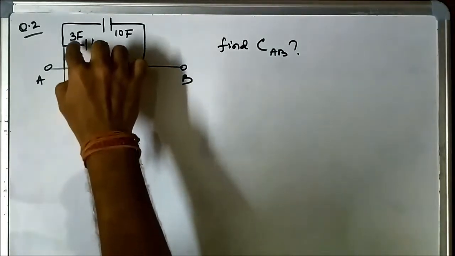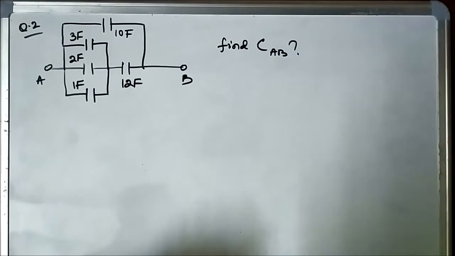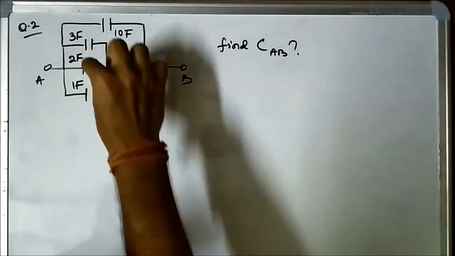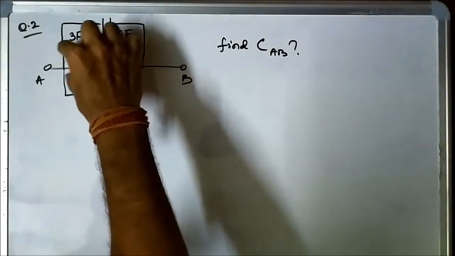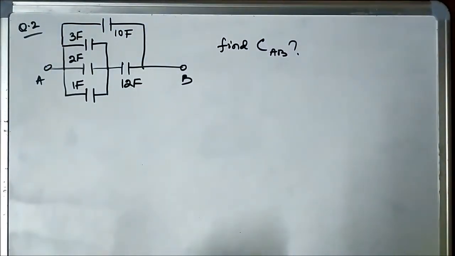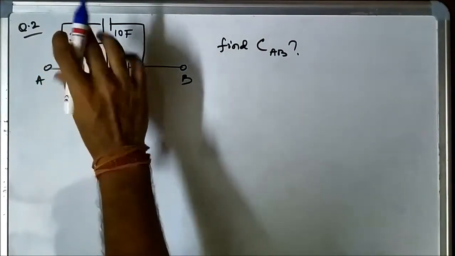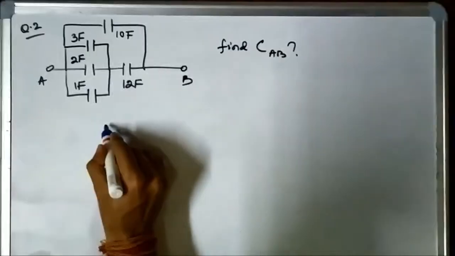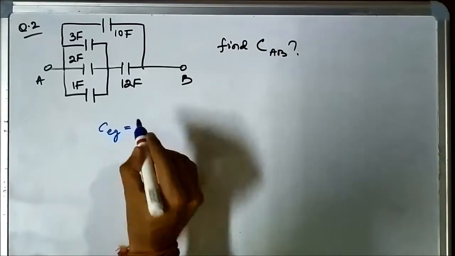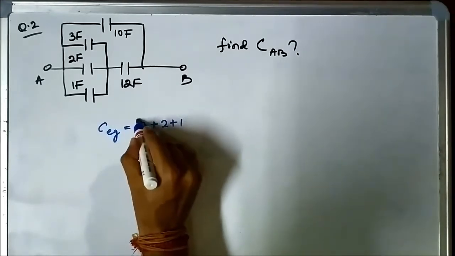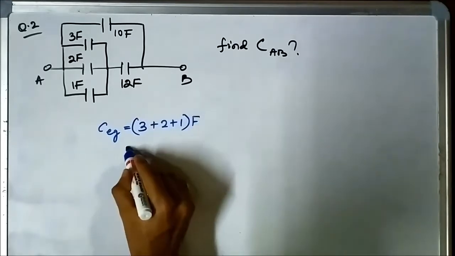So if we look at these three capacitors, the 1 farad capacitor, the 2 farad capacitor and the 3 farad capacitor, we can see that they are connected in parallel, with their one ends being connected at this point and the other end connected at this point. So the equivalent capacitance of these three capacitors will be simply the addition, means 3 plus 2 plus 1 farad, which is equal to 6 farad.